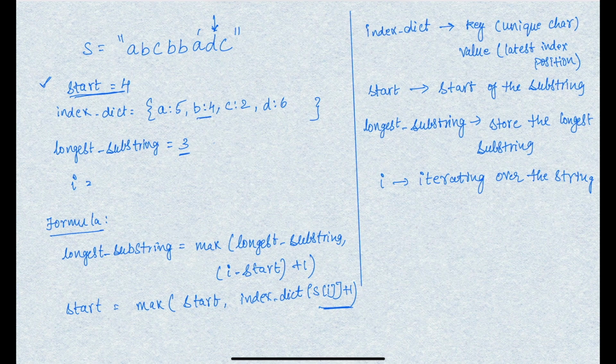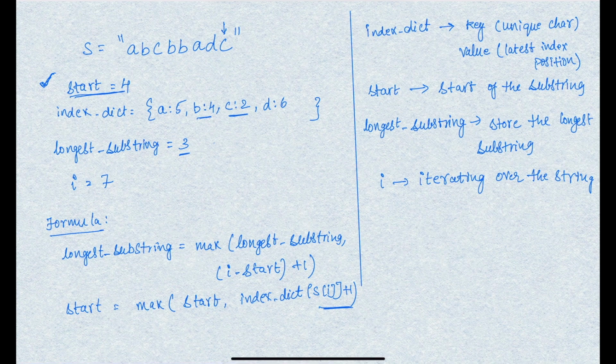i is equal to 7. When i is equal to 7, we are at this location. So this is a repeating character which is already found. So we are going to update our start value. So the start value is going to be the maximum of start comma c index position value, which is 2. So it is going to be 2 plus 1. So max of 3 comma 4, start is 4, and max of 4 comma 3 is going to be 4.